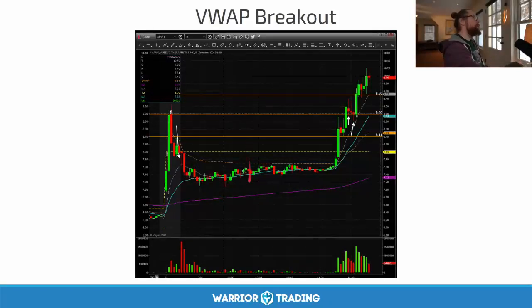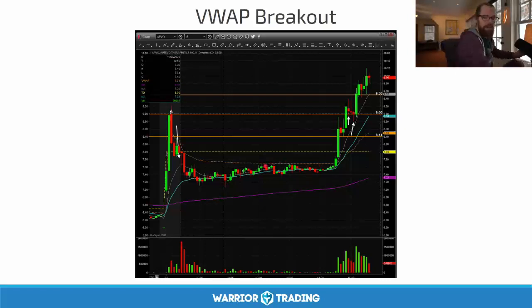This is a beautiful VWAP breakout right here. The volume weighted average price is our orange dotted line. This stock was strong pre-market, sold off hard, and then consolidated sideways. As you can see, it was ascending back up to its equilibrium point. It tapped it once here and then faded, tapped it once here and then faded.